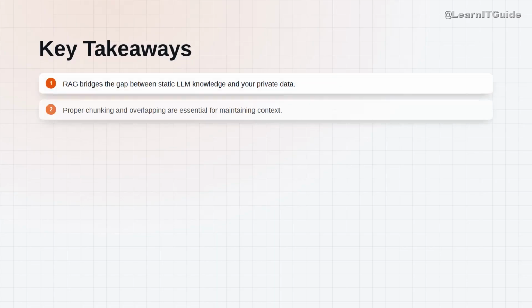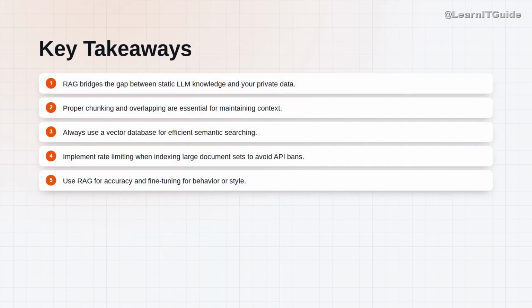You now know the core architecture of RAG. Remember that chunking is the most important step for maintaining context. Always use a vector database to make searching fast and accurate. Never forget to rate limit your ingestion process to keep your API account healthy.